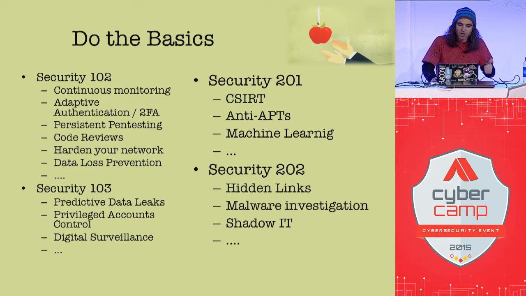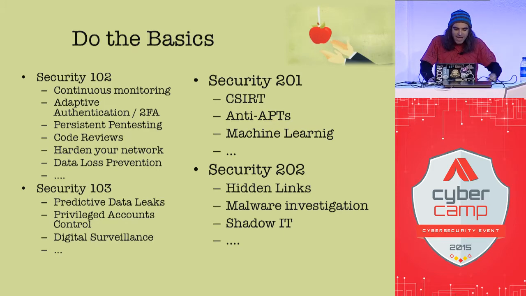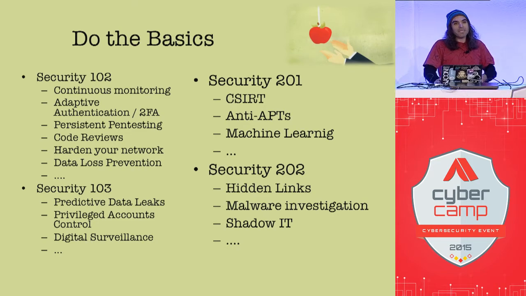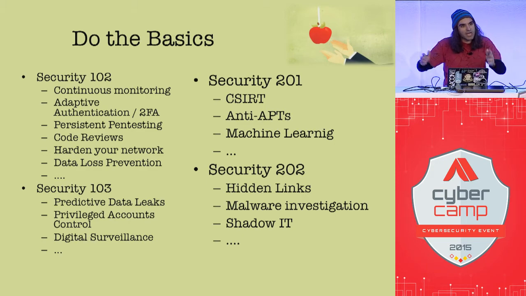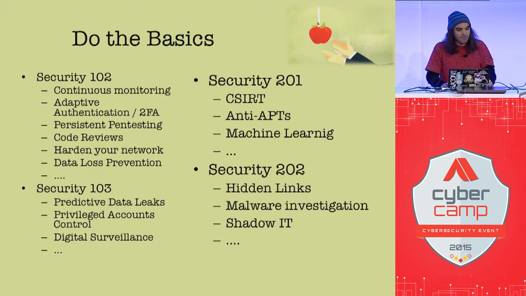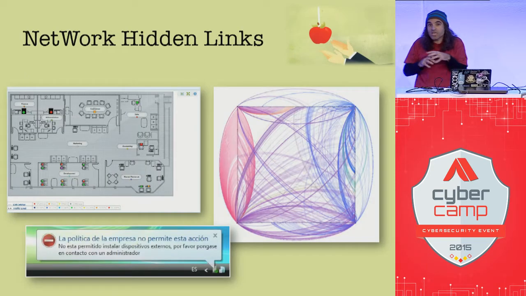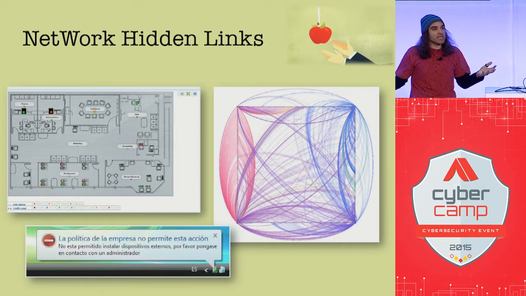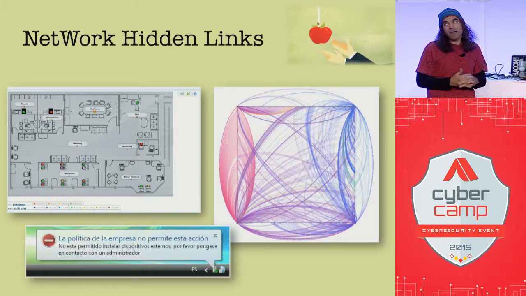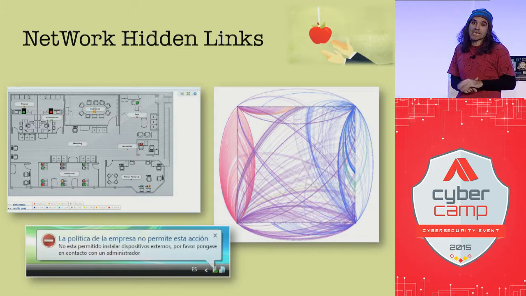And we don't only have the 101, we also have the security 201, when you have to do anti-APT, code reviews, harden your network even more. But then you have the 103, you have to do predictive data leaks, privileged account control, digital surveillance, all that. And then you have to end up in the coolest things. I'm very much passionate about cool things.